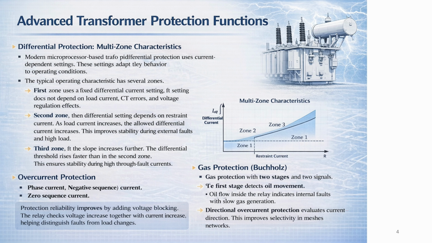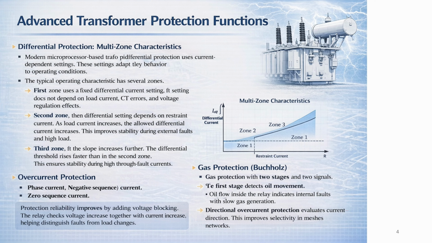Gas protection is installed in the pipe between the transformer tank and conservator. The transformer tank requires a slight tilt, about 1.5%. This tilt directs gas bubbles toward the relay. Internal faults decompose oil. Generated gas flows into the Buchholz relay. The relay reacts according to the gas volume and oil flow speed.